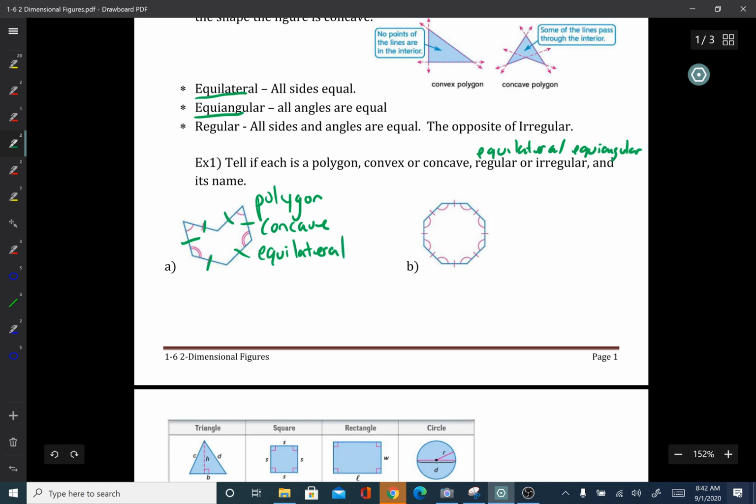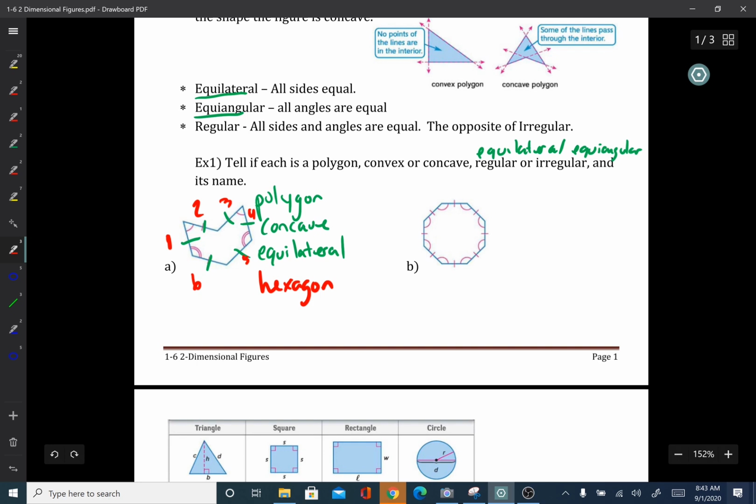All right. Now look, these two, I'm going to do this in red. These two angles are equal, and these two angles are equal, but not all five, right? So this is not equal angular, it's only equilateral, right? Is it regular or irregular? Well, it's irregular because it's not equal angular. And then give me its name. Well, it has 1, 2, 3, 4, 5, 6 sides, so it's a hexagon. So it's an equilateral hexagon. All right, next one.